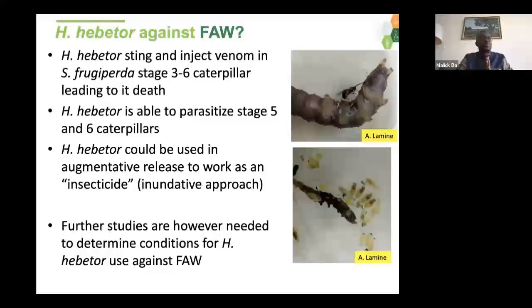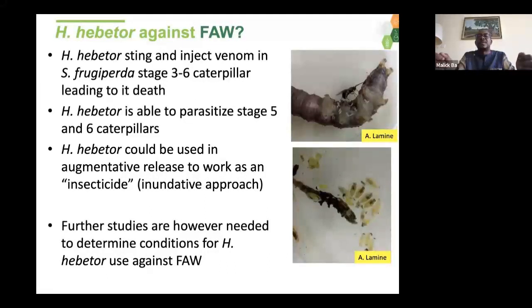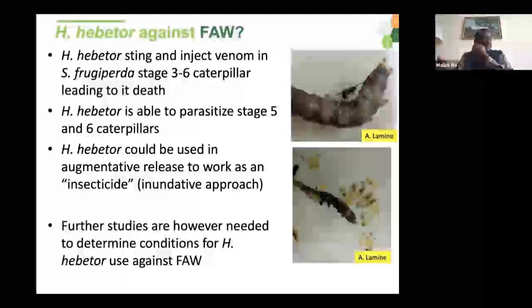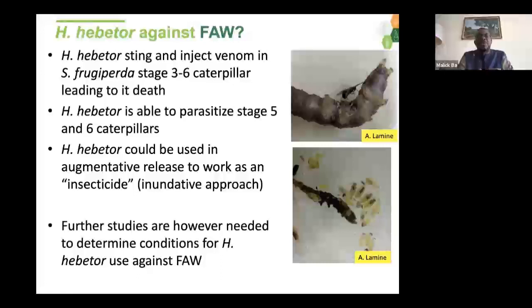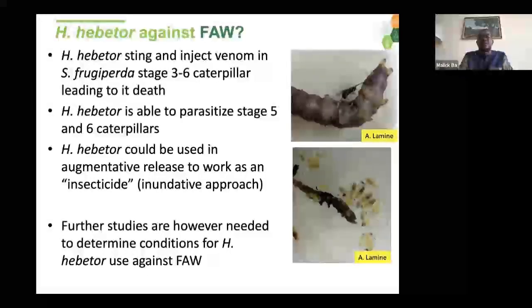So if you do the mass releases, you will get control because we are counting at least on the host feeding behavior. They will kill your fall armyworm. So this is also another parasitoid to be considered if it's available in your place.